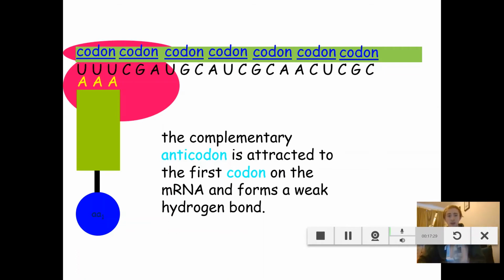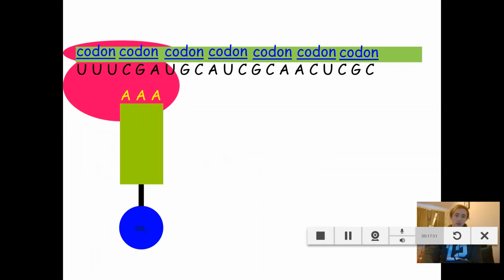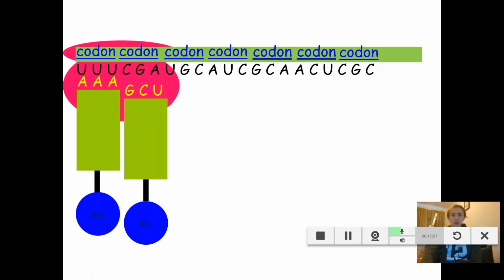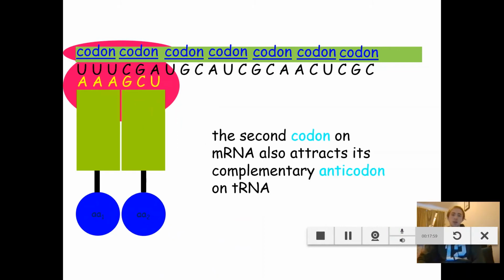Now, I'd like you to predict for me what would be the anticodon on the second tRNA. If you can get that, then you've kind of gone some way to understanding this whole point. So the second tRNA will have the anticodon GCU, and going backwards. There it is. This will then again bind via hydrogen bonding. The second codon on mRNA also attracts its complementary anticodon on the tRNA.